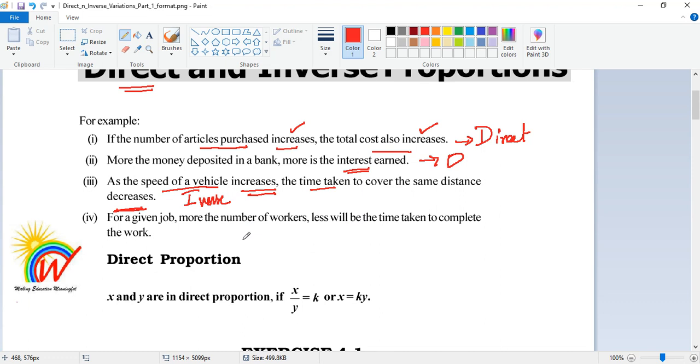So you put in more workers. When the number of workers increases, the number of students working on a project increases, the time taken to complete the project will be lesser, right? So this is also an inverse. So now I hope you understood what direct proportion and inverse proportion actually mean, right?